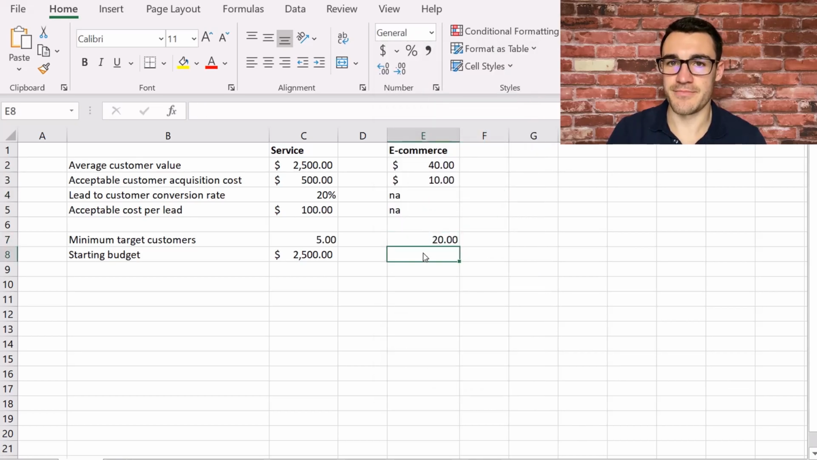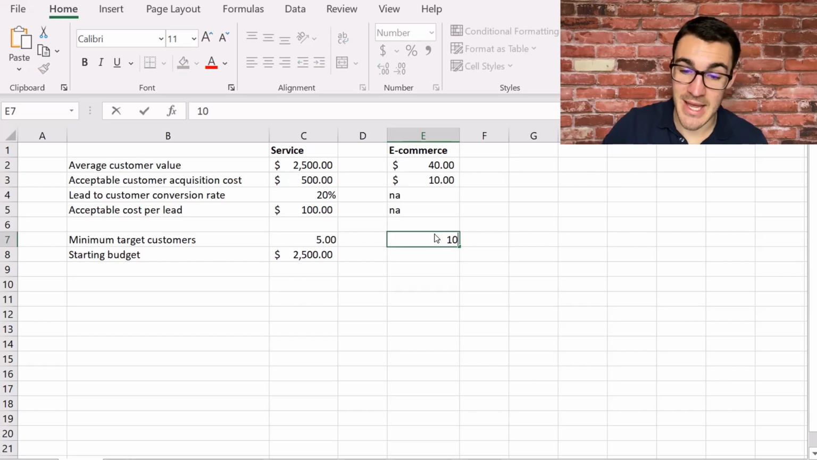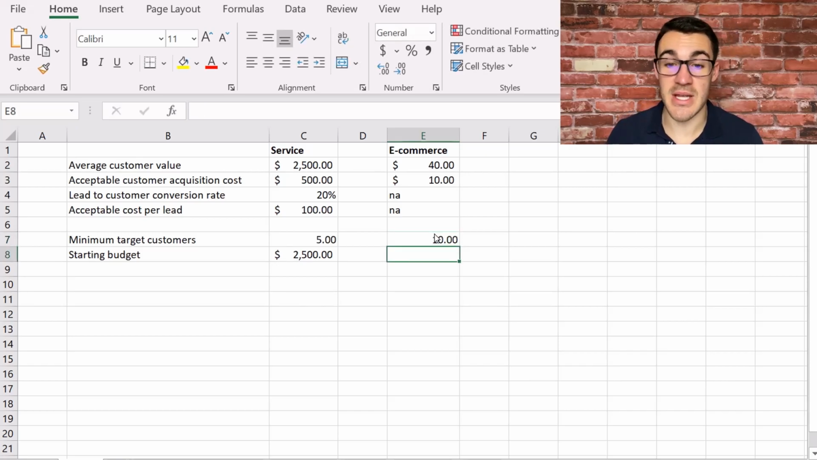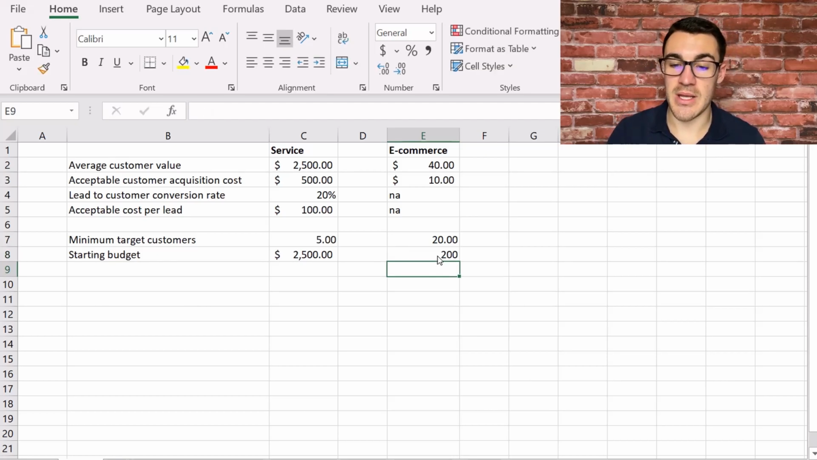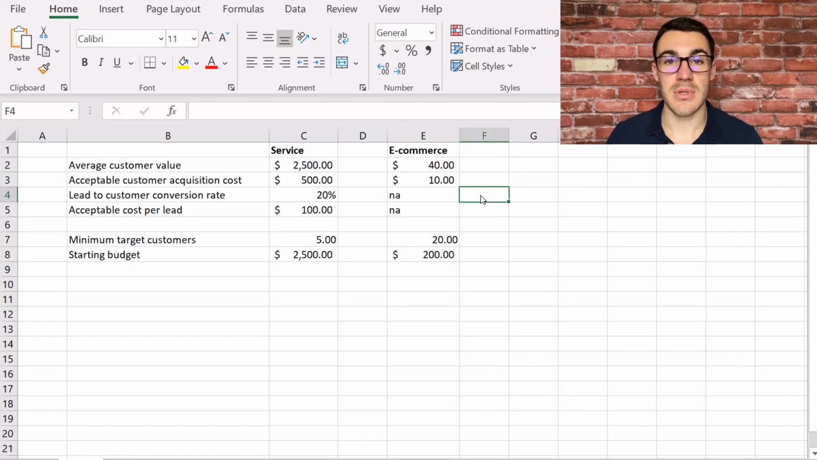To even bother. That might be less if you're just getting started, maybe 10, maybe the idea of an extra $400 a month is exciting, completely up to you. But let's just say it's 20. Therefore, if you need 20 new customers and you're willing to pay up to $10 per new customer, then your starting ad budget should be $200. Okay? Very, very simple calculation, very easy to make.